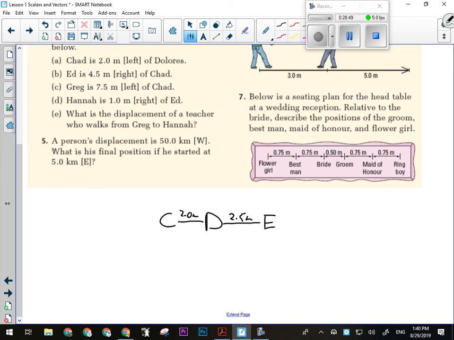Okay, Greg is 7.5 meters left of Chad. First time I did this in this classroom in 2006, I didn't have a smartboard. There's Greg. It doesn't come off. And incidentally, they haven't painted the door frame since 2006. The G there. Okay, I learned my lesson. Don't draw it to scale was the lesson from that day. Okay. All right, so here's 7.5 meters. There's Greg. He's 7.5 meters left of Chad, and Hannah is 1 meter right of Ed.